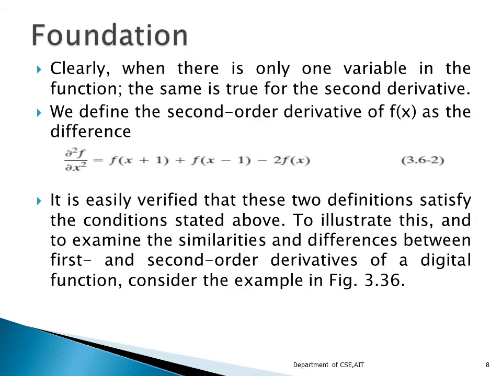For a single variable, the second order derivative of the function f of x will look like this. It will be equal to f of x plus 1 plus f of x minus 1 minus 2 f of x. So easily we can see that this will also satisfy all the conditions of the derivative. So let us see an example where we can bring out the similarities and the differences between the first order and the second order derivatives of this digital function.